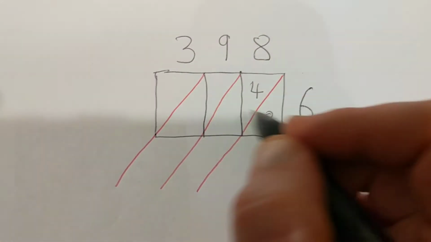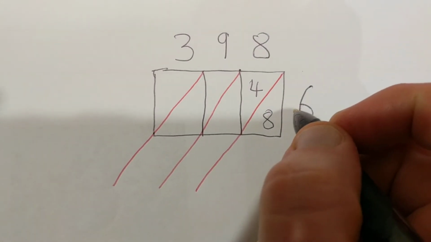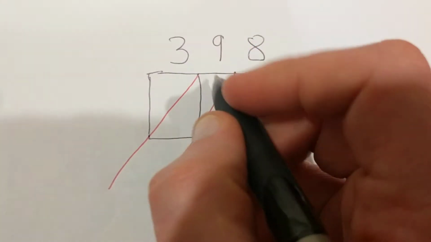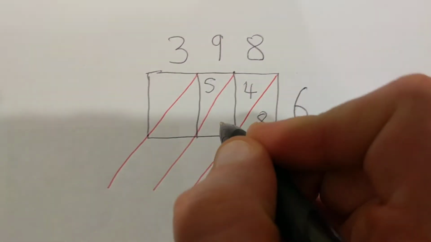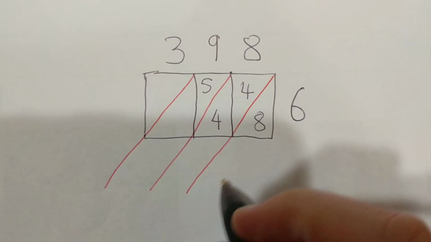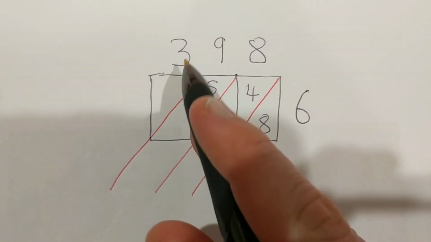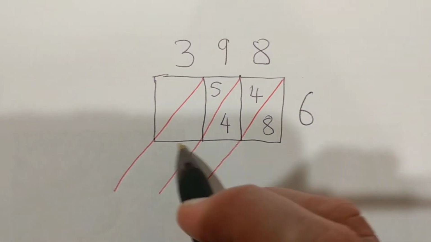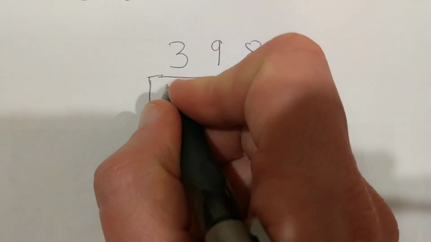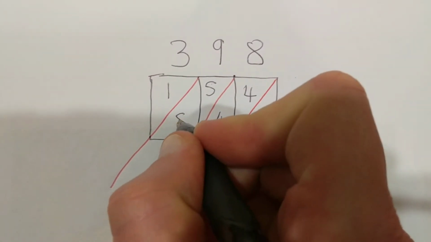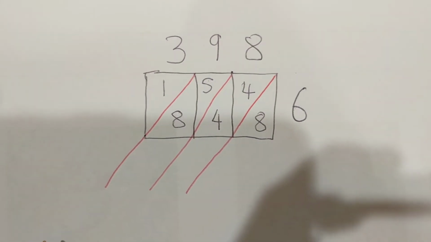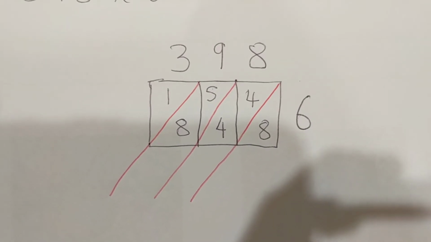Now 6 times 9, or 6 times 90. So 6 nines are 54. So I'd write 5 in this top part and 4 in the bottom part. And lastly, we've got the 300 to deal with. So 6 times 3 is 18. So we'd write 1 there and 8 there to make 18. So I've done all of our times tables.